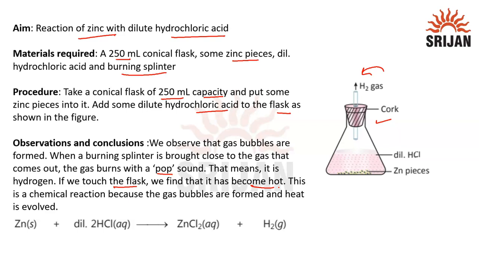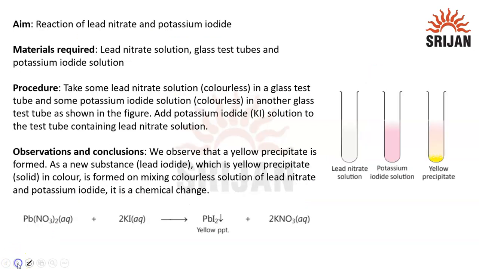So we can say that there is a chemical reaction happening because gas bubbles are formed and heat is evolved. The reaction happening in this case is zinc metal reacts with dilute HCl to form zinc chloride and hydrogen gas, plus heat is also evolved in this reaction. So hence we can say it is a chemical reaction.